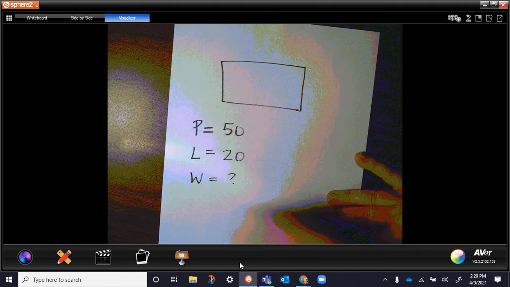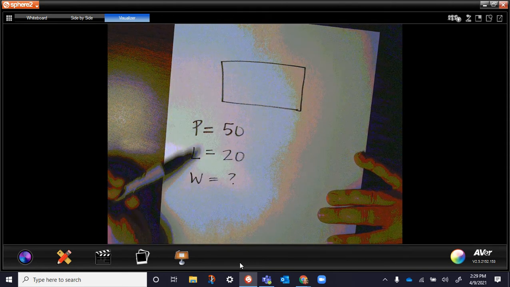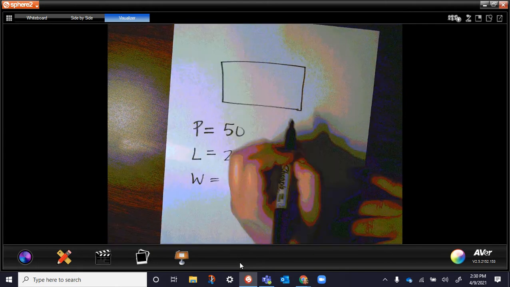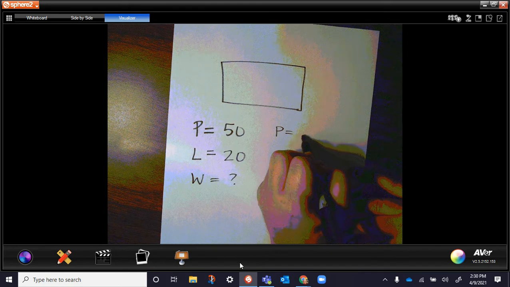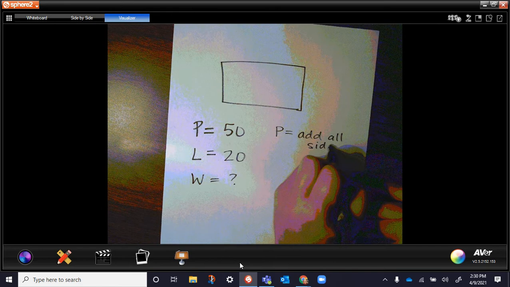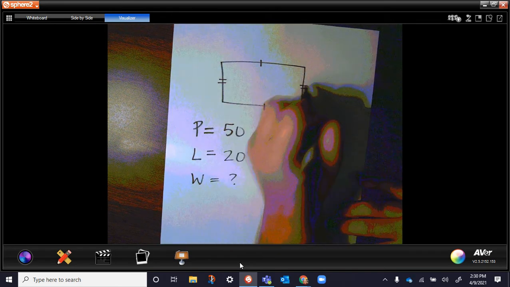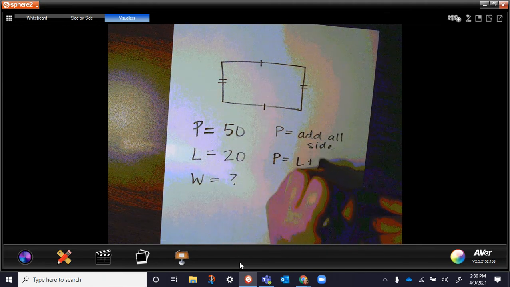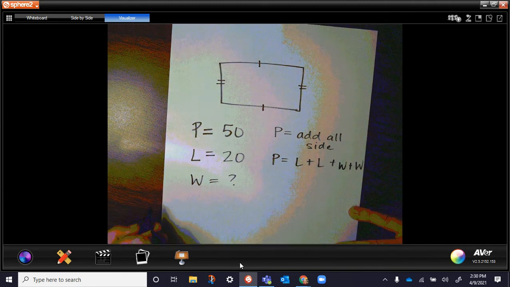Well, this is a little bit backwards than what we've been doing, or it could be they give you the perimeter and the width and the length is missing. Either way, you're starting backwards. So we know that perimeter equals add all sides. Well, in this case, we have 1, 2, 3, 4. So perimeter equals length plus length plus width plus width. We have 4 sides that we need to add up.